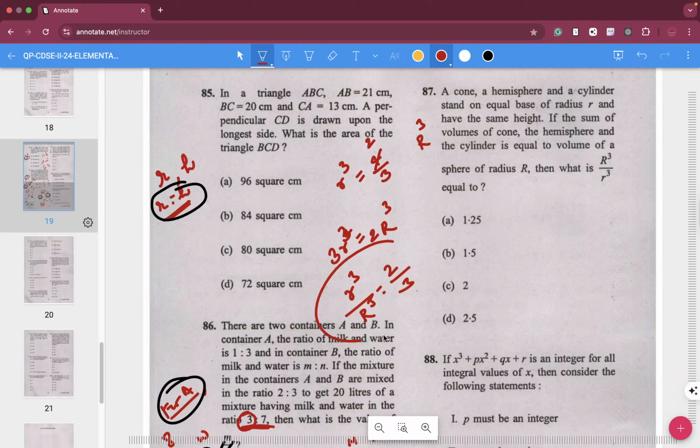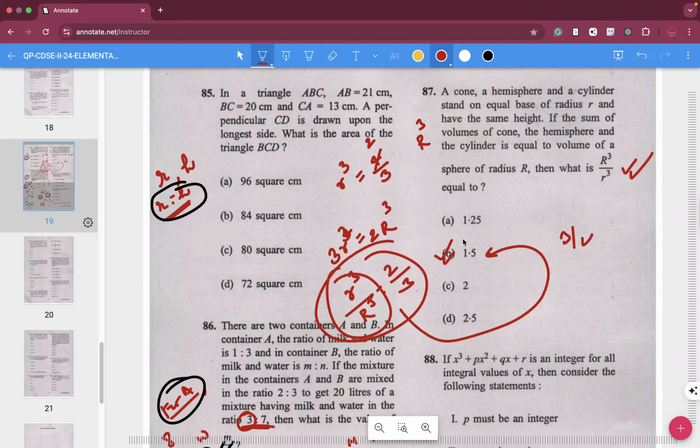Now they are asking for the reciprocal of this value, so it will be 3 by 2. So we will go ahead with B as the answer to question number 87.